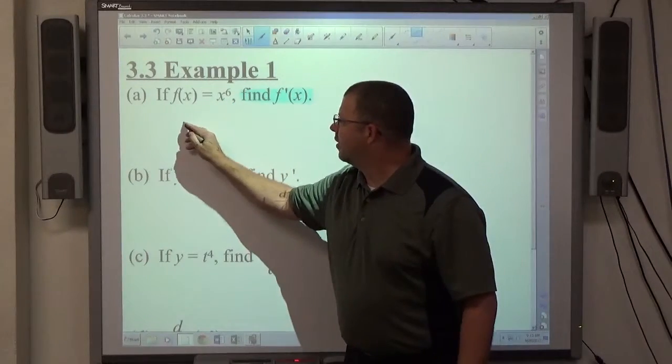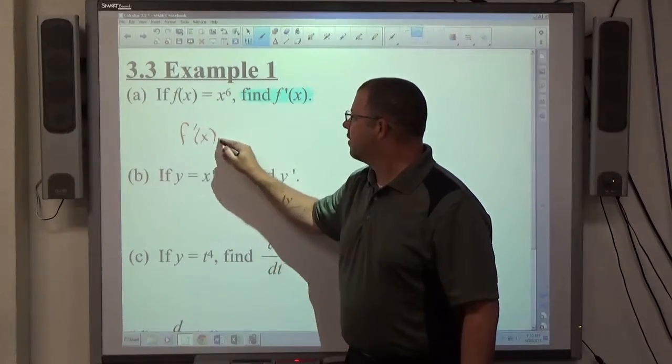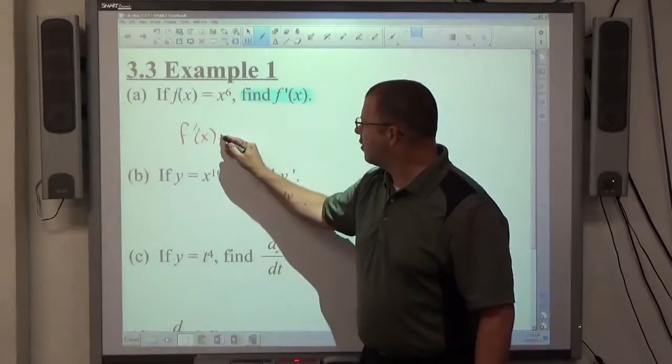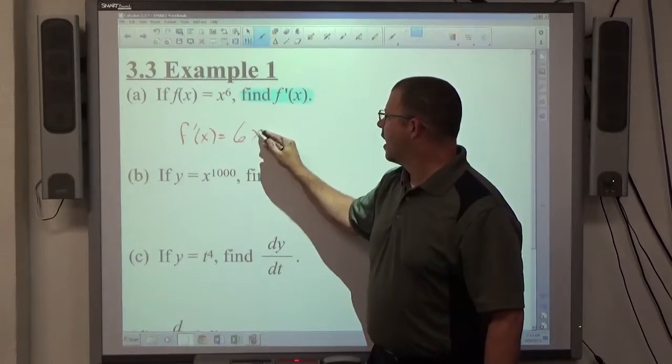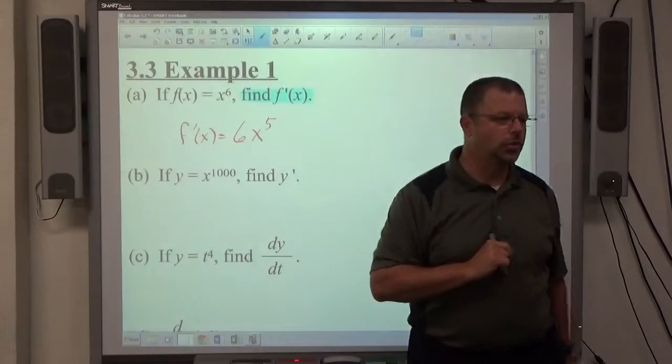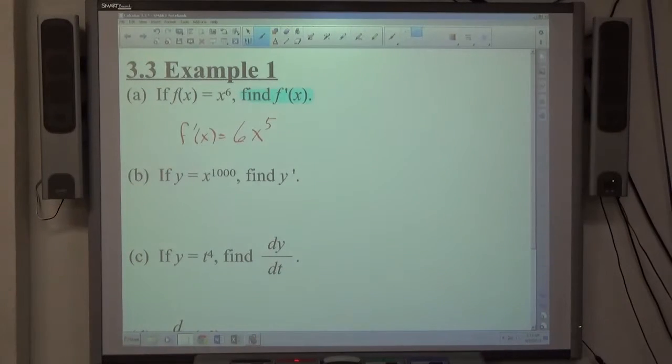It's a power function. The power function rule says the first derivative of a power function is the power times x to 1 lesser power. So you subtract 1 from 6, makes 5. That is the first derivative of x to the 6th power.